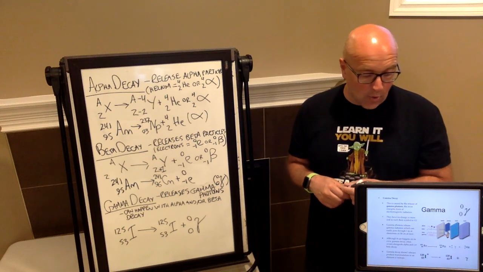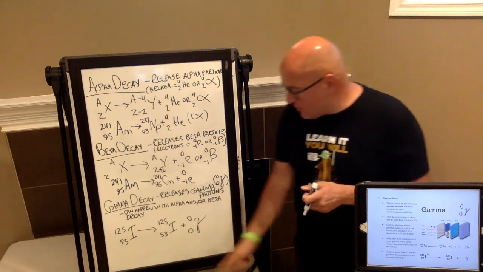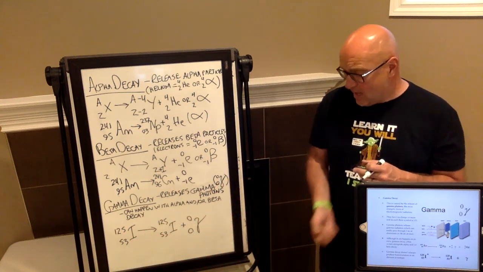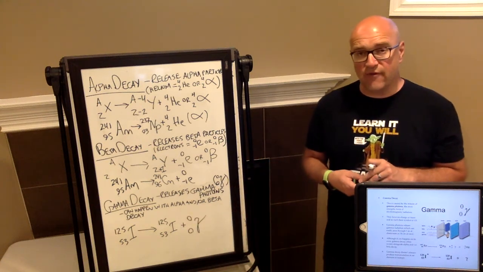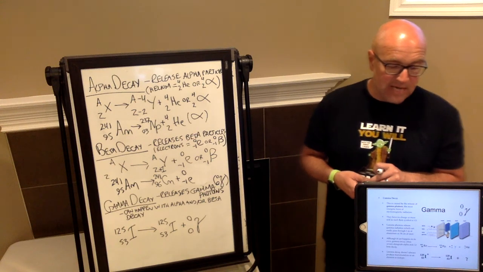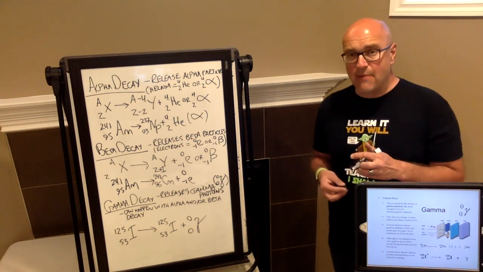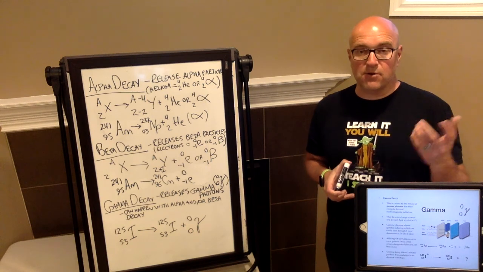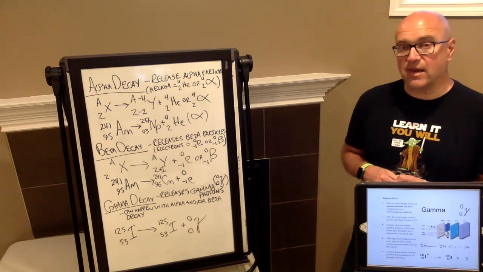So how does that work? Well, I've got an example up here on the board. I've got iodine 125. It's going to stay iodine 125, but also releasing gamma particles at the same time. How deadly and dangerous are gamma photons? Well, they can basically easily pass through a meter of aluminum or up to 30 centimeters of steel.